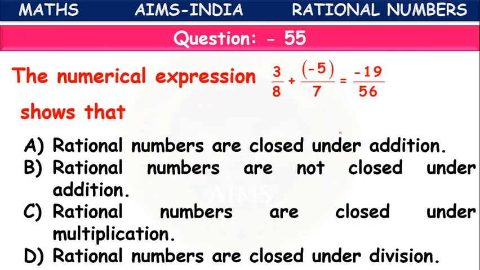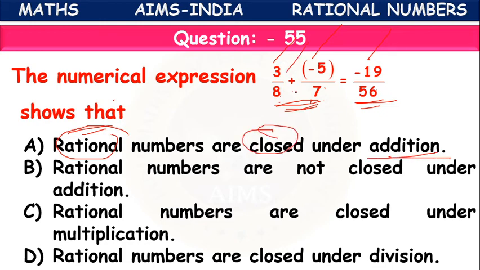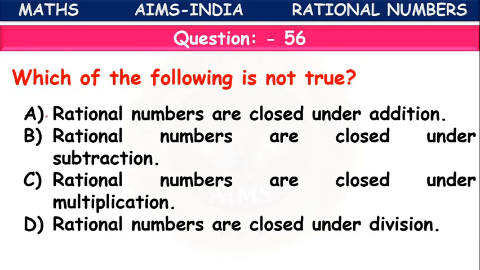Next. In this numerical expression, 3 by 8 is a rational number and minus 5 by 7 is a rational number. If we do their sum, the result is also a rational number. Means rational numbers are closed under addition. So A option is the correct option.